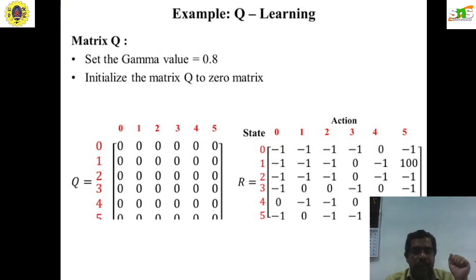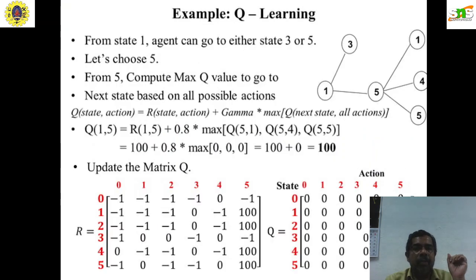For the rooms, we have to reach the destination. In the first iteration, on the first episode, the action matrix has been devised. Now from state 1, the agent can go to either 3 or 5. Let's choose 5. From 5, we have to compute the maximum Q value to go to the destination, based on all possible actions for the next state.